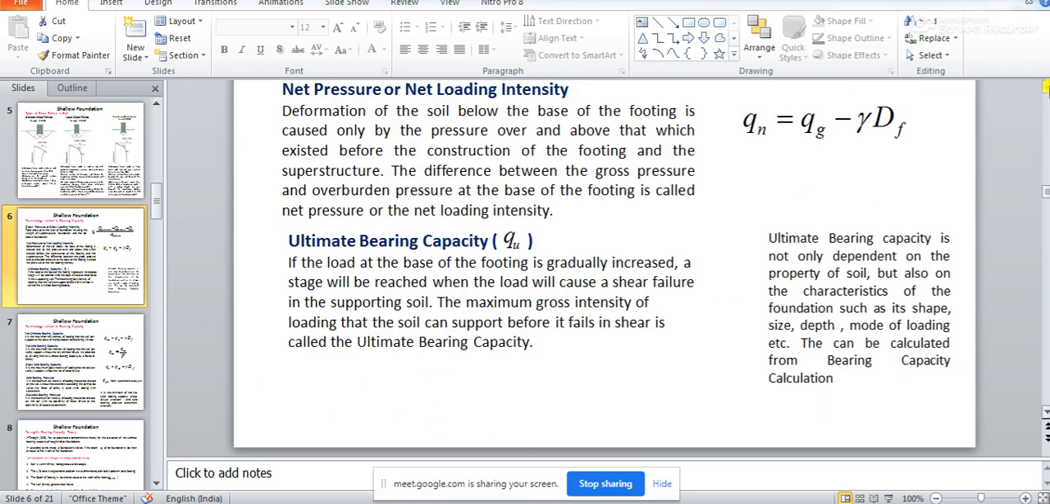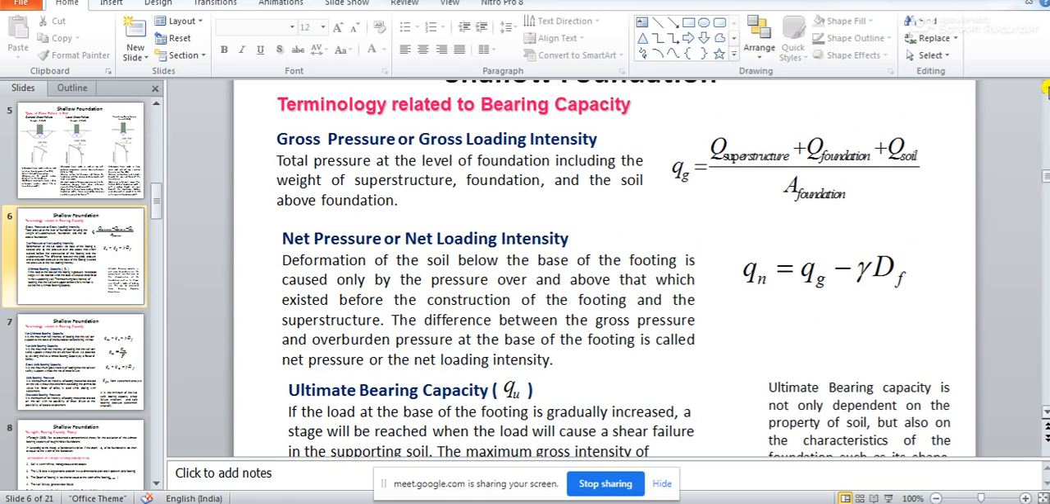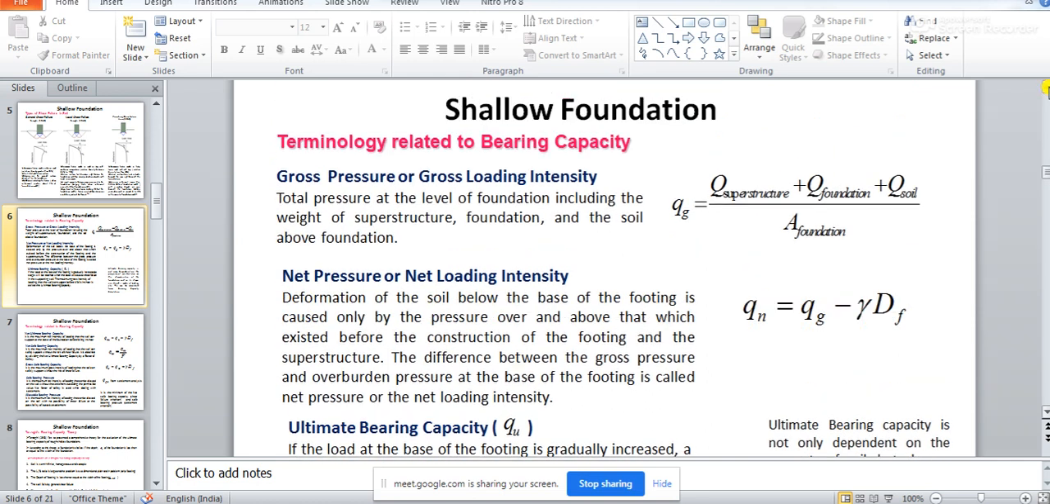Now let us start understanding some terminologies. We are understanding shallow foundation. We will now be understanding some terminologies relating to the capacity, how much the soil can bear. Bearing capacity is nothing but how much the soil can bear, and what it can bear: how much stress, or how much settlement. So depending on that, we need to understand typical terminologies in foundation engineering.